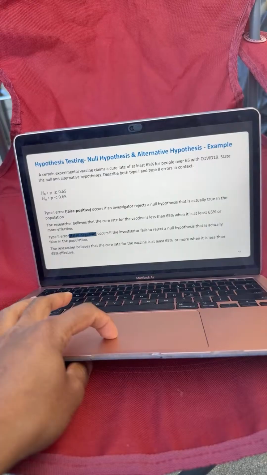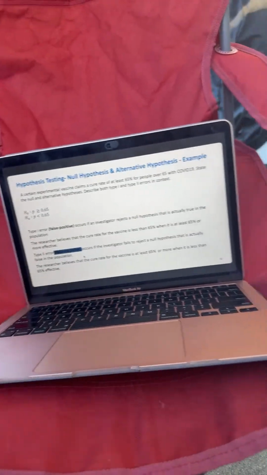Type 2 error is a false negative, when you shouldn't reject the null hypothesis, but you do anyway. Or you should, but you don't. So that makes sense.